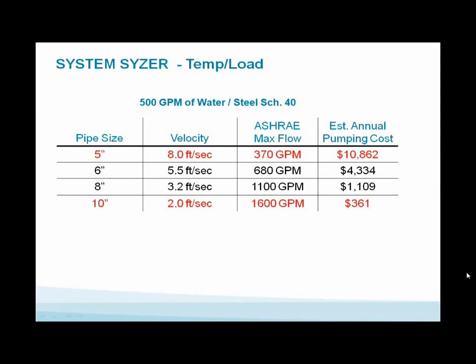So real simple, we picked 6-inch pipe. We said that was reasonable at 5.5 feet per second. Max allowable ASHRAE flow rate is 680 GPM, with an estimated cost of $4,334 per year. Look what happens when I cut the pipe from 6 to 5. I double the operating cost by going from 6-inch pipe to 5. One pipe size reduction, and I double the annual pumping cost. I think that's pretty dadgum important. And the system sizer will show you that if you're trying to calculate.